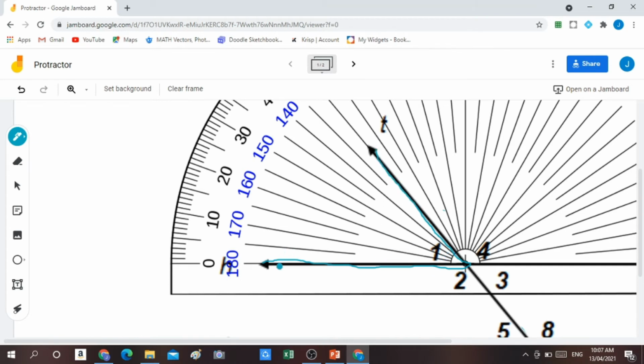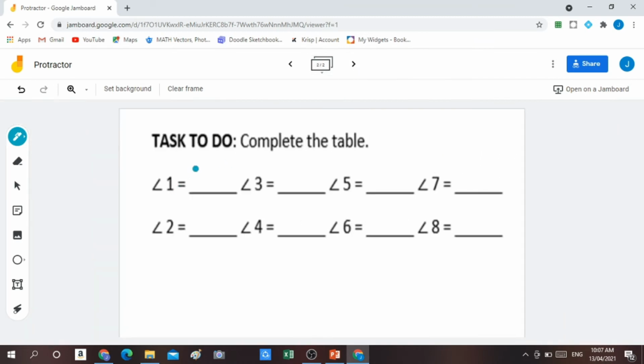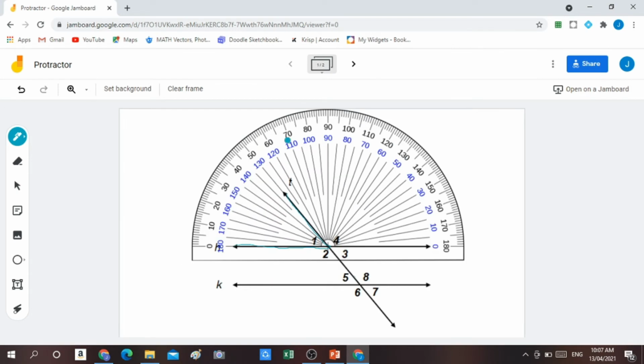Ngayon, ang isang kamay niya ay nandito na sa 0. At si 0 ay itong black. Tama? So, titingnan natin yung measurement niya papunta doon sa black at nag-stop siya dito sa 50. So, therefore, ang ating angle 1 ay 50 degrees. So, isulat natin dito ang ating angle 1 ay 50 degrees.